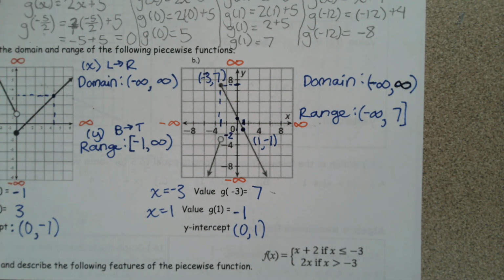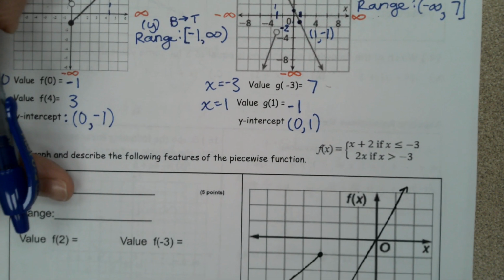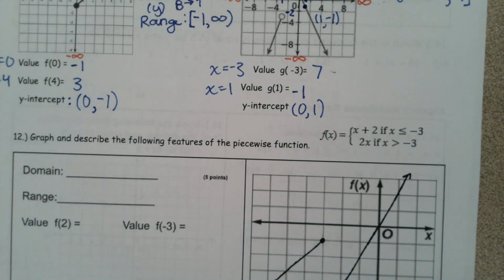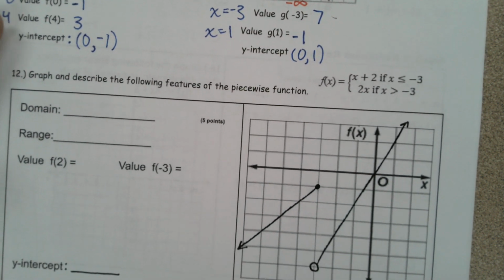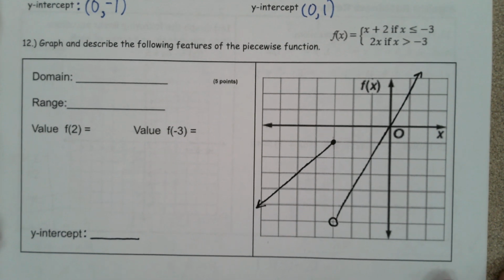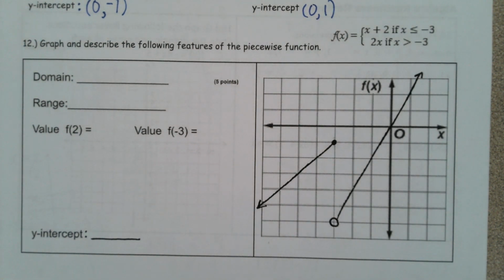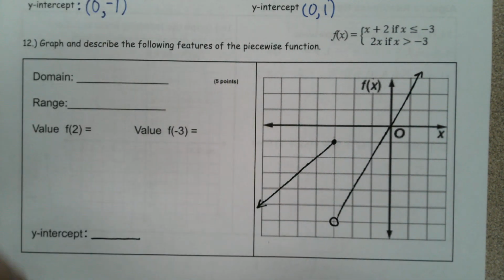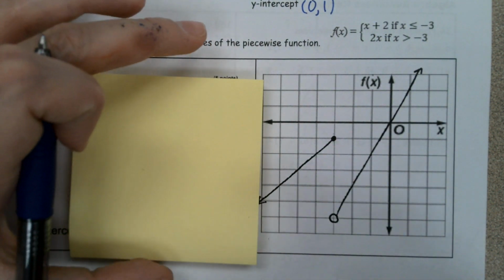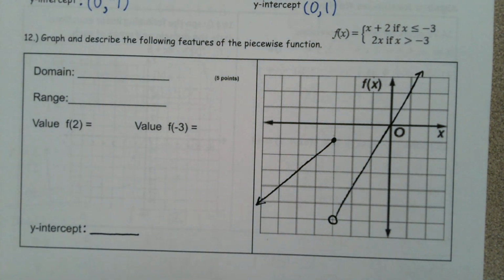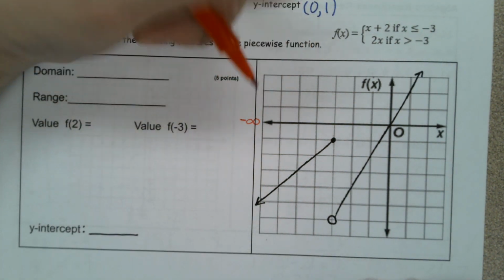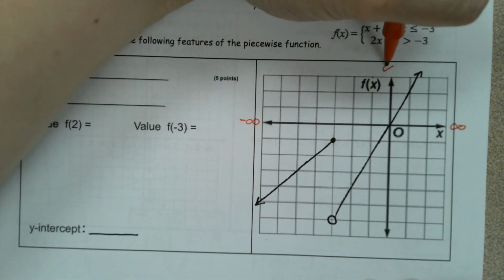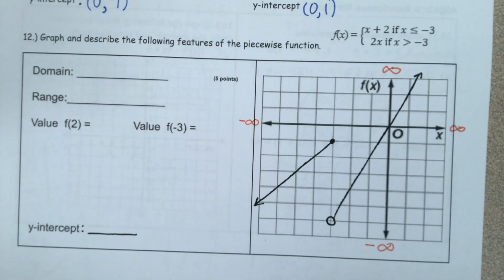All right, number 12. Graph and describe the following features of the piecewise function. It's just another one of those that we just discussed here. Domain and range. So if we move from left to right on our graph, notice, let me back up here, can't forget our infinities. Negative infinity on the left, positive on the right. Up is positive, down is negative.